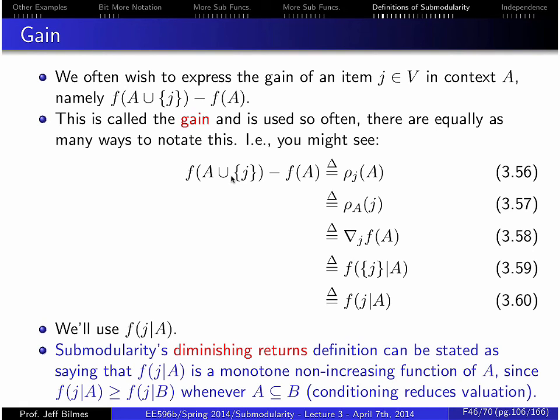So with the gain notation, this is the gain of J, or the value of J, or the cost of J, in the context of A or B. Submodularity corresponds to this. That's the very simple definition of submodularity. When B is a superset of A, then the gain of J in the context of A is greater than or equal to the gain of J in the context of B. Yep. Is J a set or a member of the set? In this particular case, J is a member of the set.